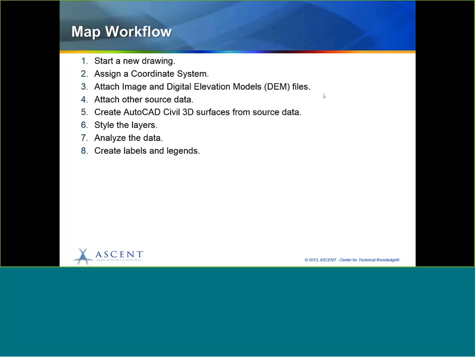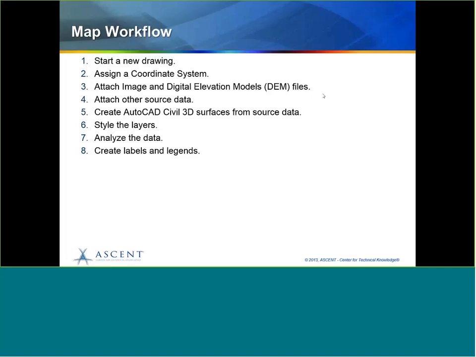Now, number 5, we're actually going to create a surface from our source data. So it could be from our digital elevation models, it could be from a shape file, it could be from a number of different file types. But we want to make sure that we take advantage of that so that when we go in and start creating alignments, we can actually create a profile before our survey is even done. It makes it really nice to be proactive.